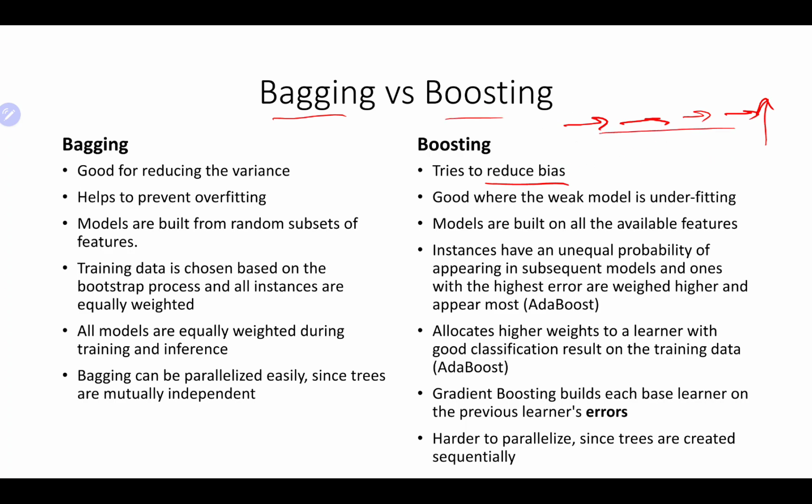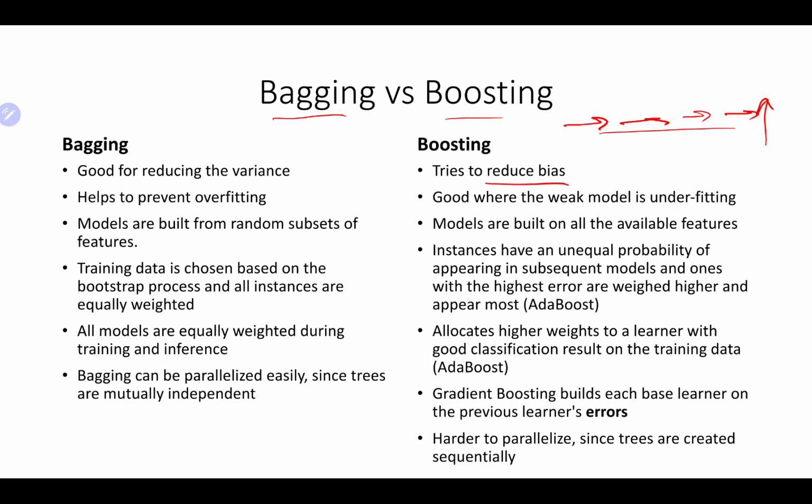They are quite different in that regard. Bagging and boosting are quite different. Bagging helps to prevent overfitting, and boosting is good with weak models when there's underfitting. In bagging, the models are built from random subsets of features. In boosting, the models are built on all the available features. That's another difference there.